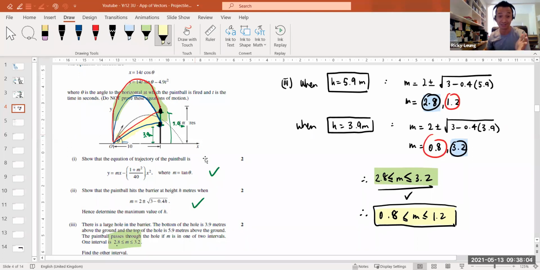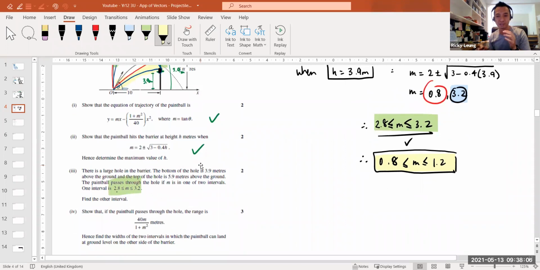that's part 3. That's hard, right? The hardest thing is not necessarily the maths, it's the context, right? So, show that if the paintball passes through the hole, the range is up. Okay. Hence find the width of the two intervals in which the paintball can land on the ground. So they're basically saying, and I'm expecting what they're saying.